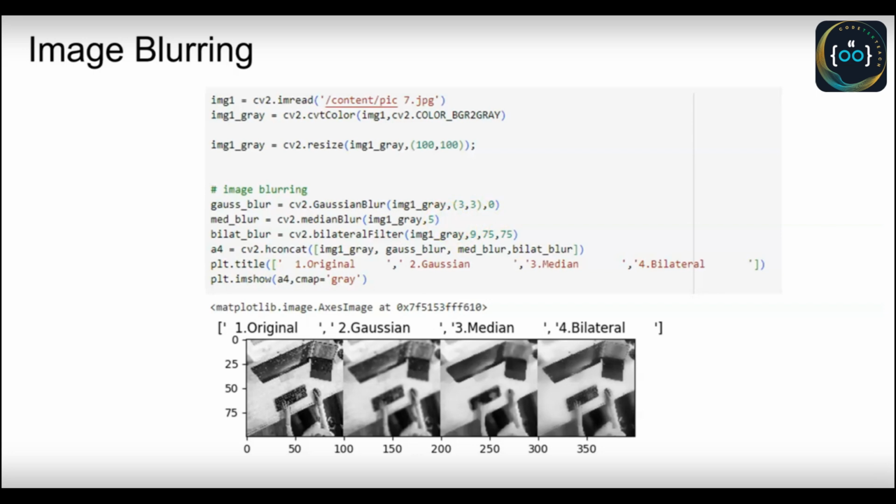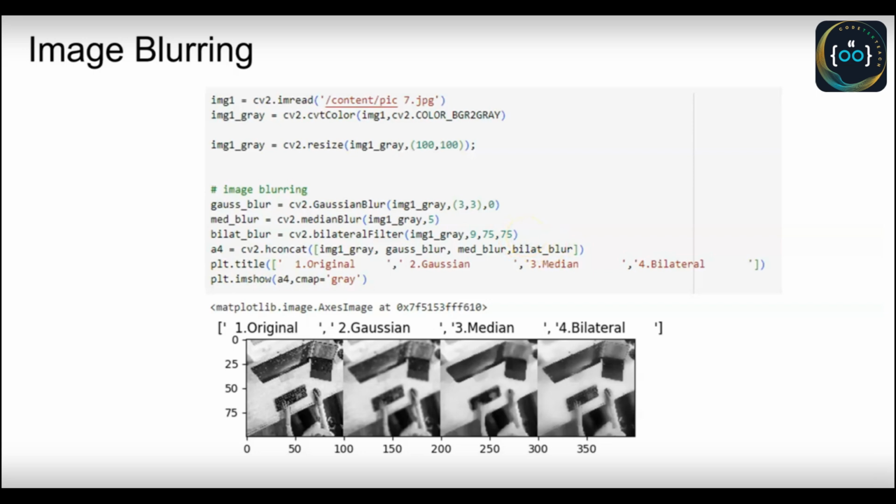This line applies a median blur to the grayscale image. The size of the kernel is 5. The median blur uses the median of all the pixels under the kernel window, and the central pixel is replaced with this median value. This is highly effective, as I said earlier, in removing salt and pepper noise. The resulting blurred image is stored in med_blur.